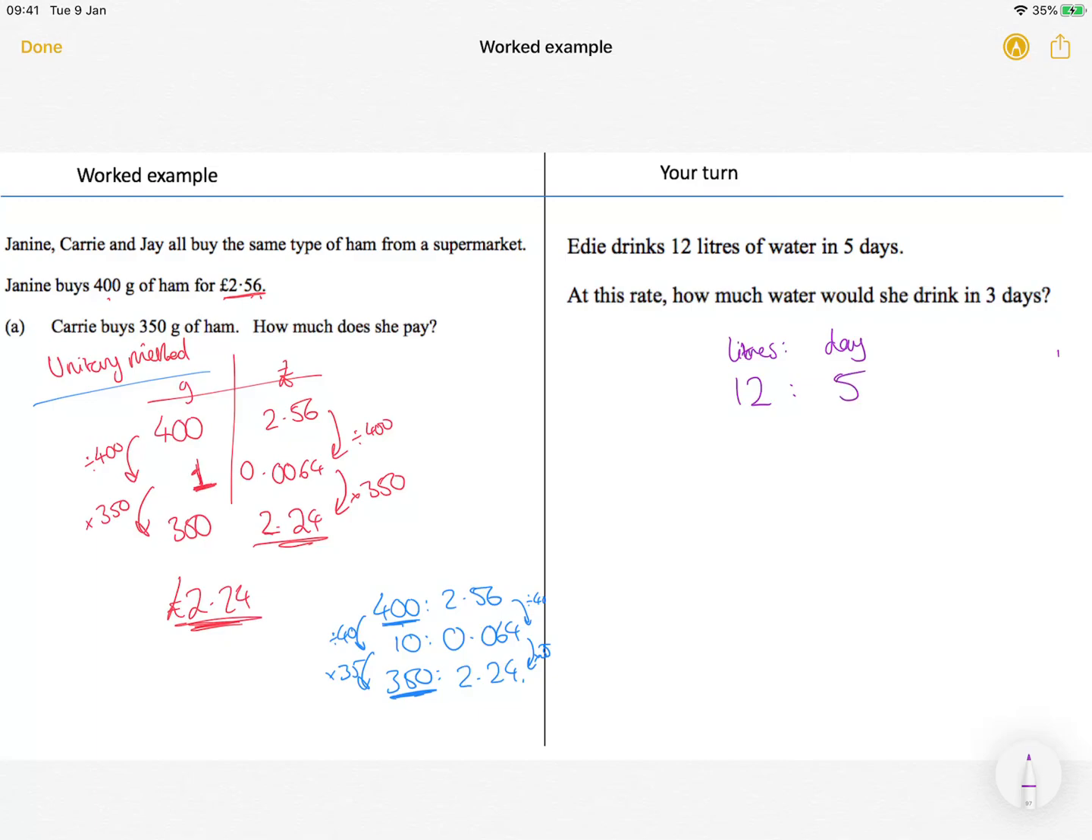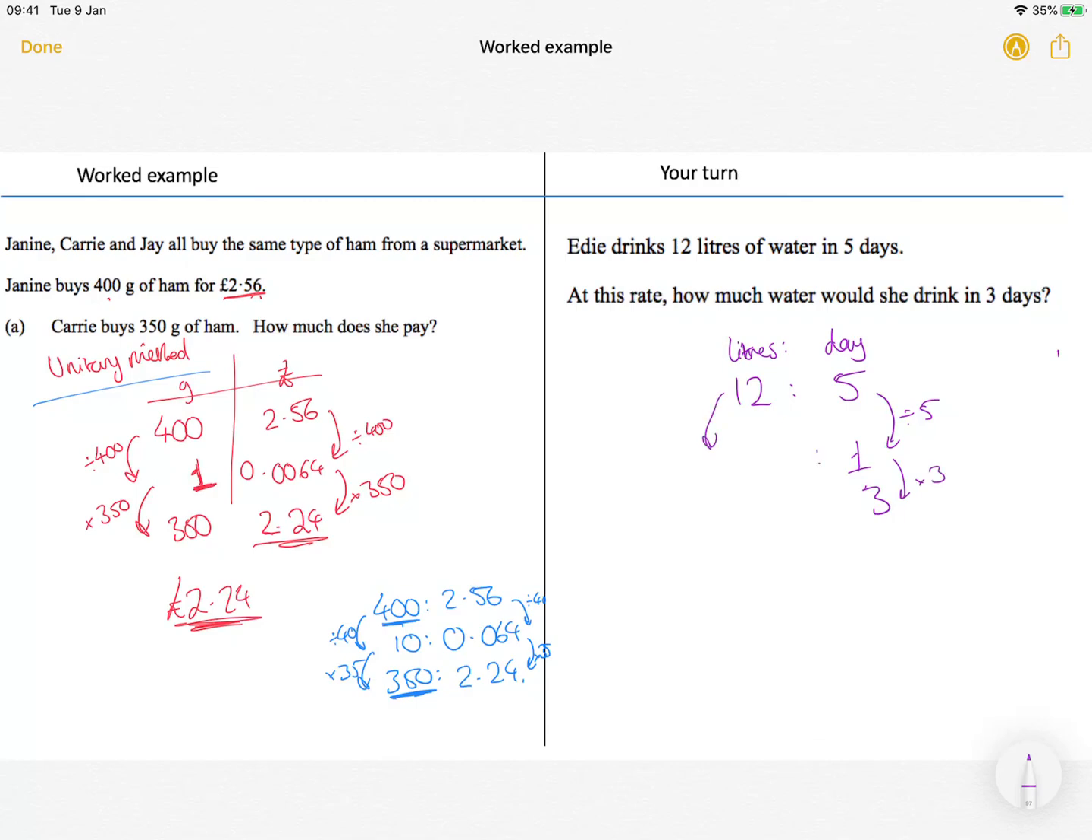So we're keeping it in the same ratio at this rate. So that's the thing that's telling us it's in the same ratio throughout. How much water would you drink in 3 days? Well, I need to change this to eventually get to 3. So let's divide by 5. And what would that get me? That would get me 1 day. Times by 3 would get me 3 days.